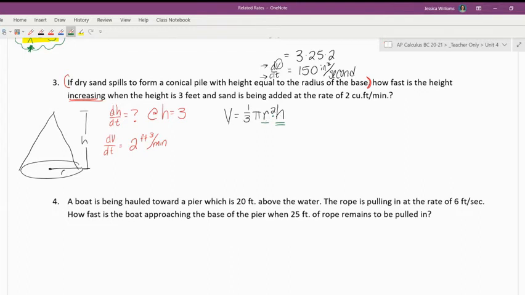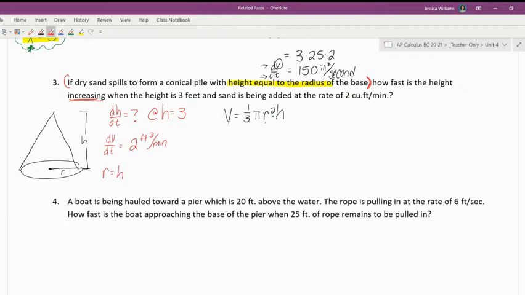And then I'd have things in my derivative that I wouldn't have values for. And that makes me nervous. So I'm not ready to differentiate yet. So the one piece of information we haven't addressed is that height equals radius. So, okay, no big deal. R and H are the same thing.